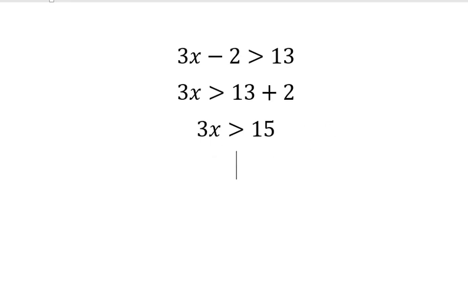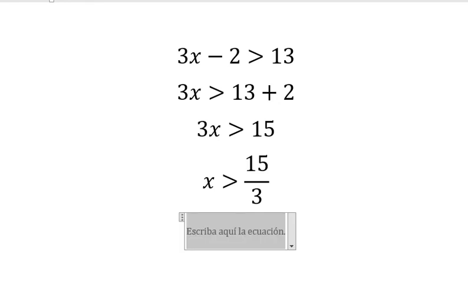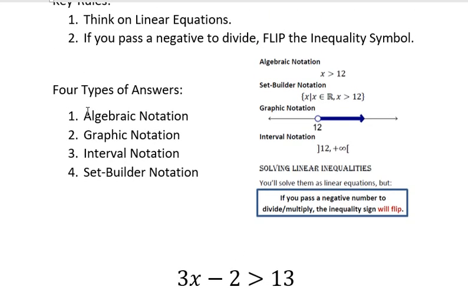I will get x greater than 15 divided by 3. Okay, so let's divide. X greater than 15 divided by 3 will be positive 5. Okay, so that will be my first answer, the one that we call algebraic notation. So I have one of the 4 types of answers.